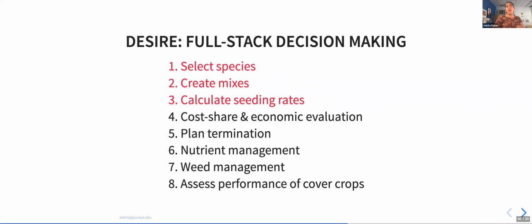And really the desire that we heard from many of these different user groups was this need for full stack decision-making, right? Everyone wants it all. They want to select species, they want to create mixes, calculate this, do everything, and then have it also finish their laundry. And that's really hard because you can't actually do all of those things in one tool.